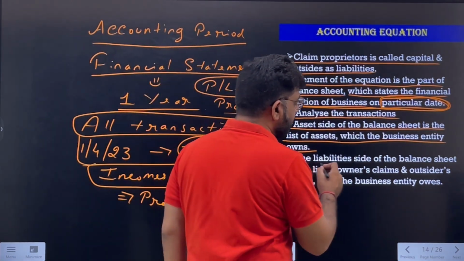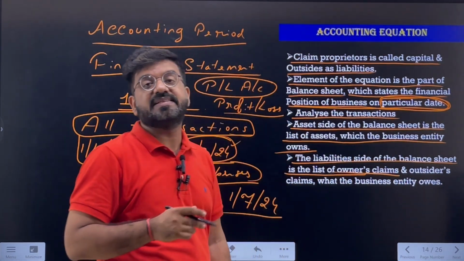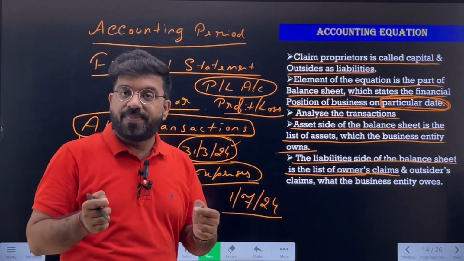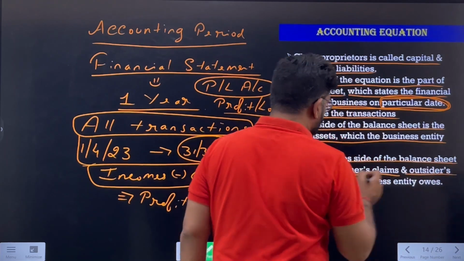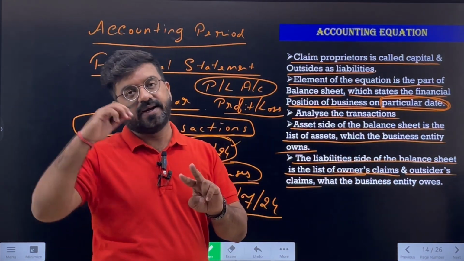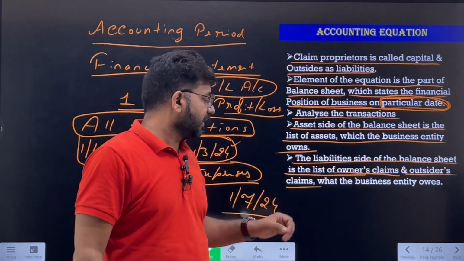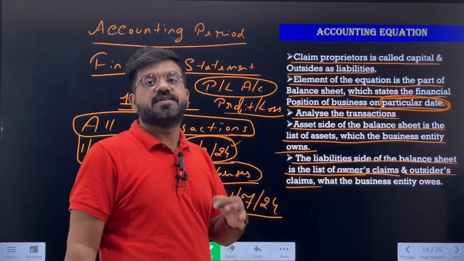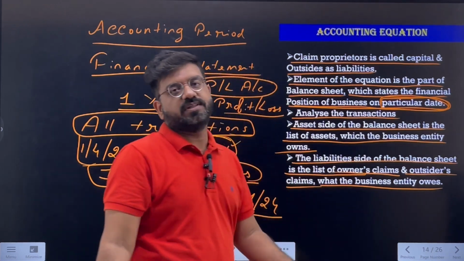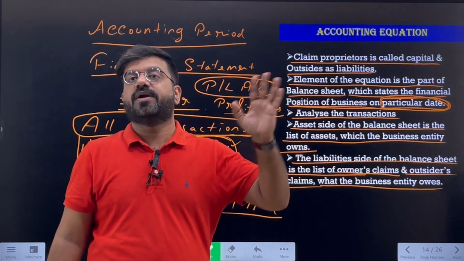Apart from that, the liabilities side of the balance sheet is the list of owner's claims and outsiders' claims. Owner's claims simply means the capital. Capital is also a liability, as you all know. So liability has two kinds, internal and external. Internal means the capital, which is owed to the owner. Second is the outsiders' liability, which the business owes to outside persons. So these are the amounts owed by the business to external or internal persons.